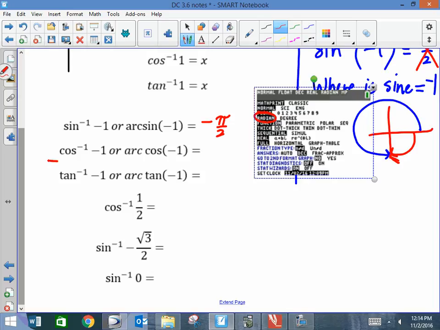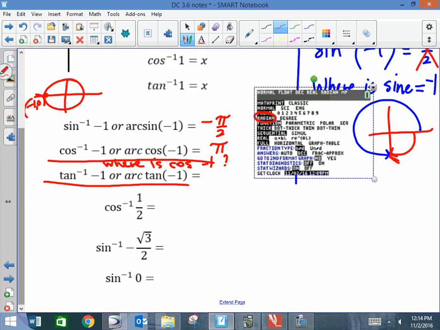Okay, where's the cosine -1? Where is the cosine -1? At pi? Okay. Because if you look at a unit circle, we're talking about -1, 0. Good job. Okay, where's the tangent -1? Don't say it out loud. Where is the tangent -1? All right, now Lizzie, you can say it out loud.